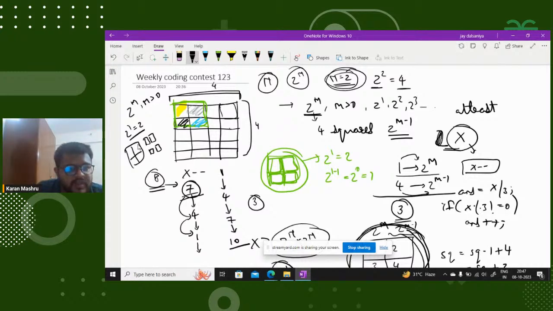Now you cannot divide them further. So if the side length is 4, then the maximum number of squares which you can get is when all the squares are of length 1. And if all the squares are of length 1, then the total number of squares would be 16. So that is how I got the total. Is that clear?